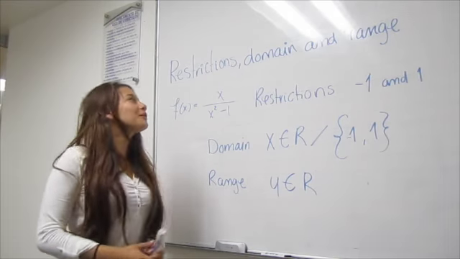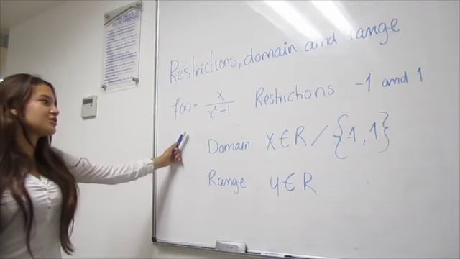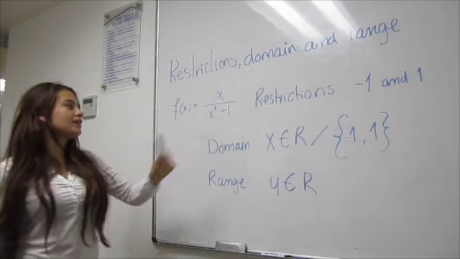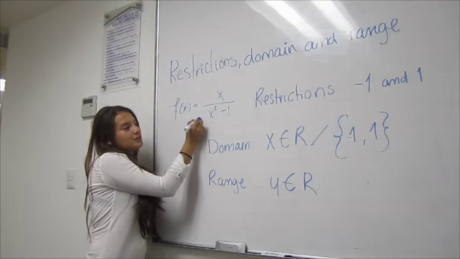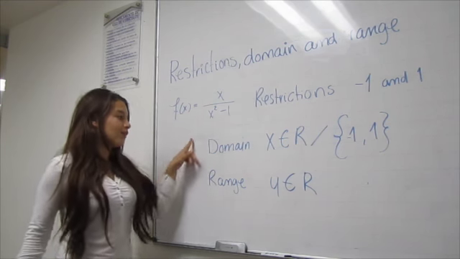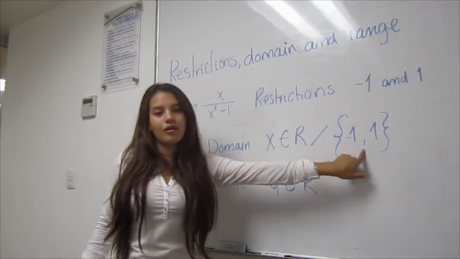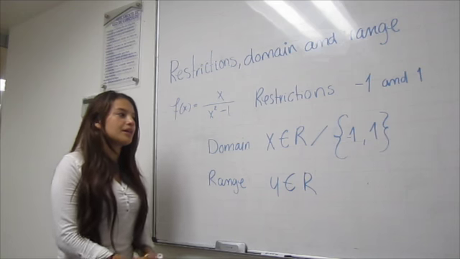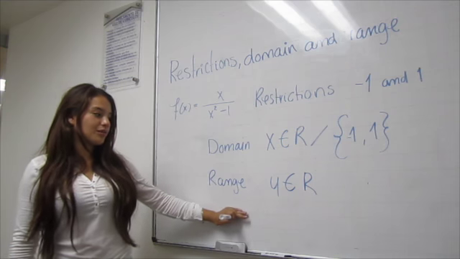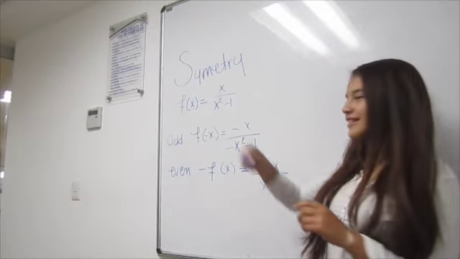Now, I will win more points for my team by getting the restrictions, the domain, and the range. My restrictions will be -1 and 1. Why? Because I cannot have -1 or 1, since I would be dividing something over 0. For my domain, I will have all real numbers except -1 and 1 for the same reason. So my gaps will be at -1 and 1. And for range, I will have all real numbers.